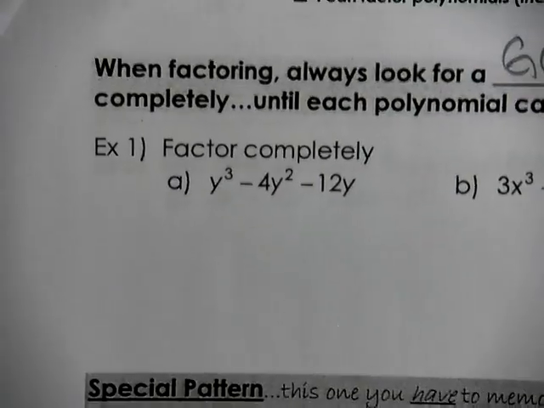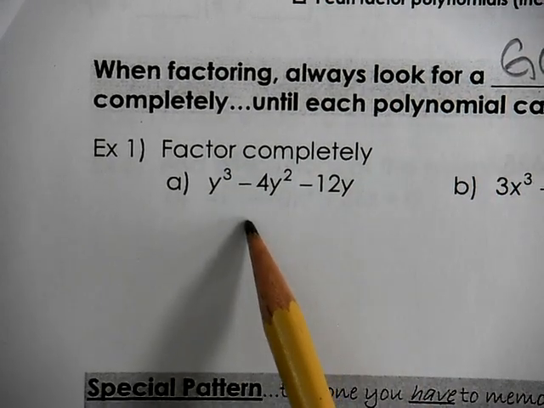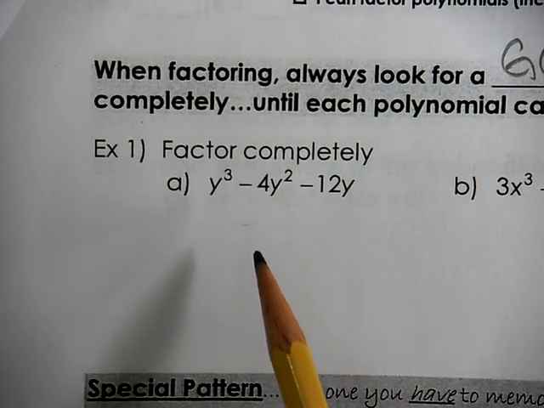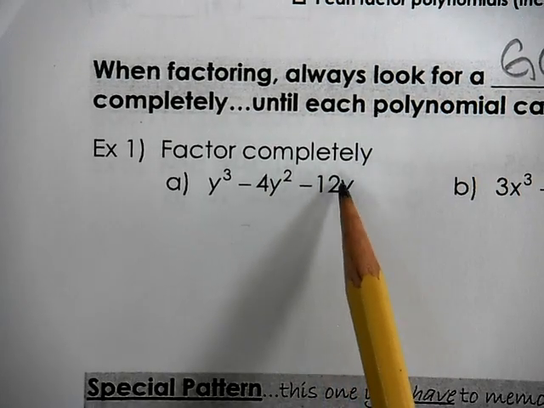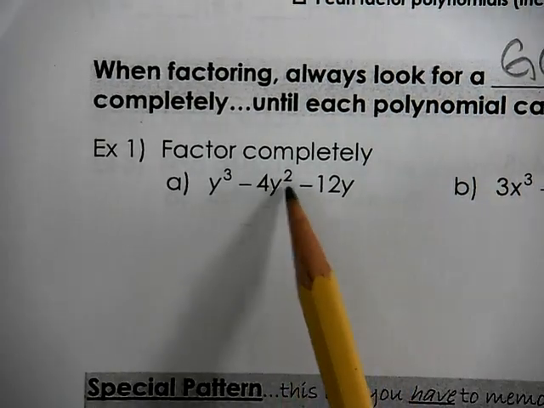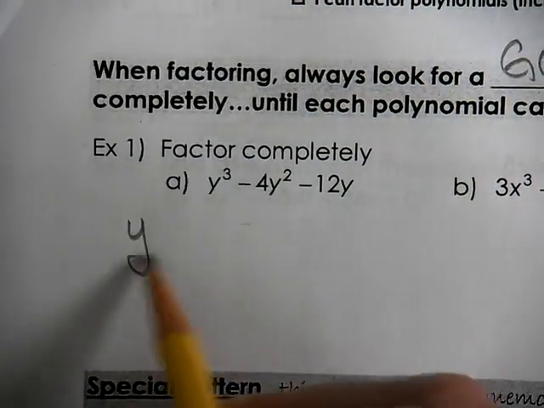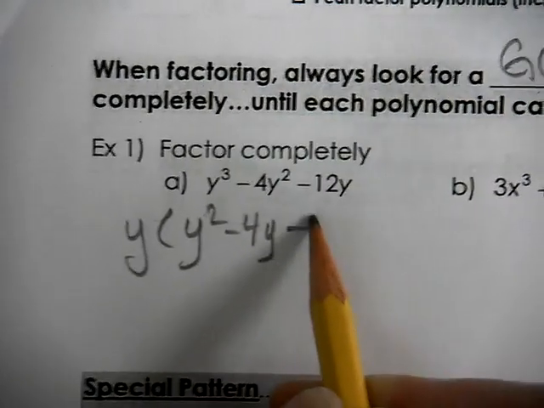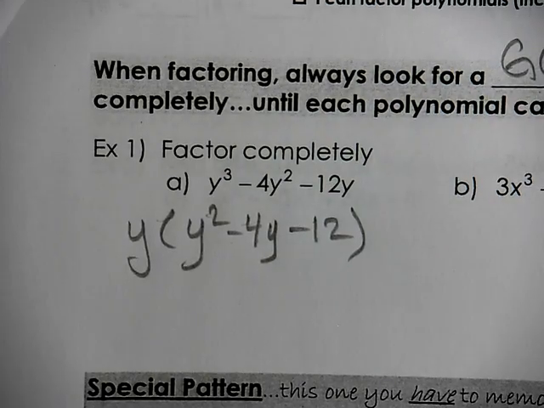So here we are with our first one. This would be considered a trinomial because it's got 3 terms. This is a cubic. We've never factored a cubic before. But notice how there is a y in every term. So if there's a y in every term, I can pull that y out. So now I have 1 less y in each term. So that was my GCF.